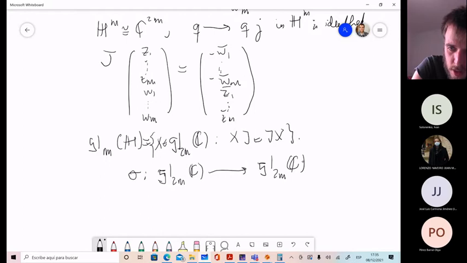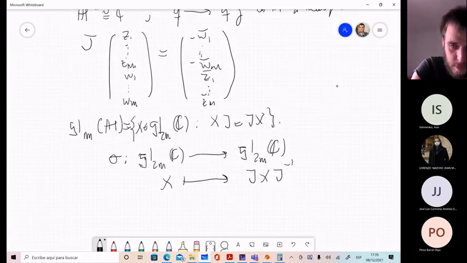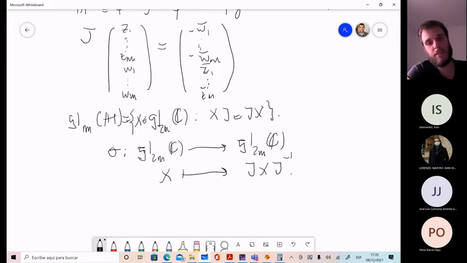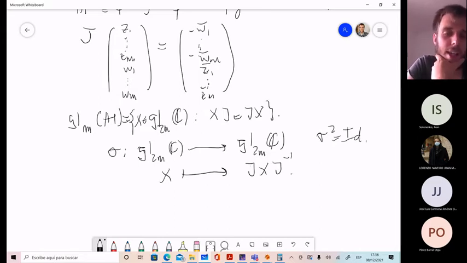which is given by X, and now we conjugate by J, right? Okay, so this is again an antilinear homomorphism of Lie algebras, complex Lie algebras, antilinear, involutive, and then it's a real structure, and the set of fixed points of sigma is equal to GL_m(H). Okay?